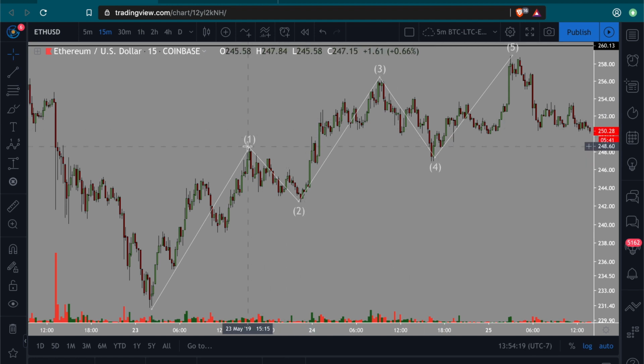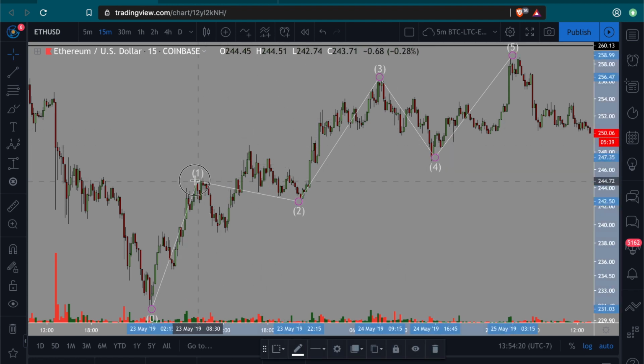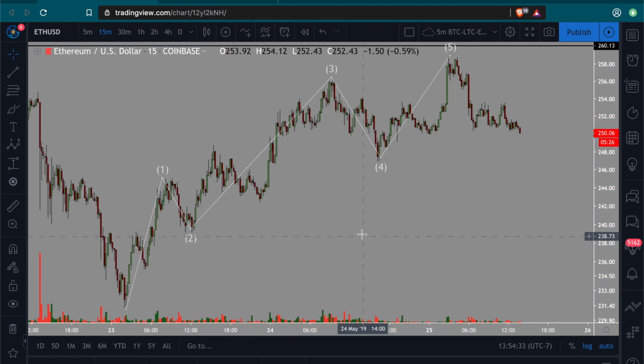So what we may have to do is correct our wave count a little bit. This might actually be 1, this might be 2, that might be 3, this might be 4, and then this might be 5. So now everything matches up. We're on the 15-minute chart, and as you can see, that 5 wave count works out.